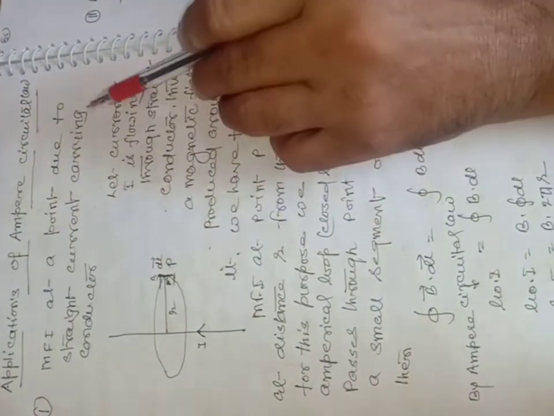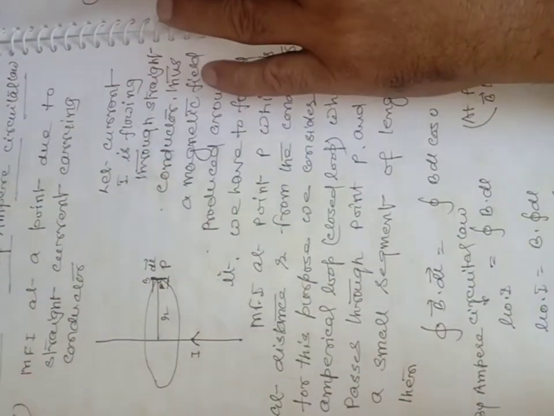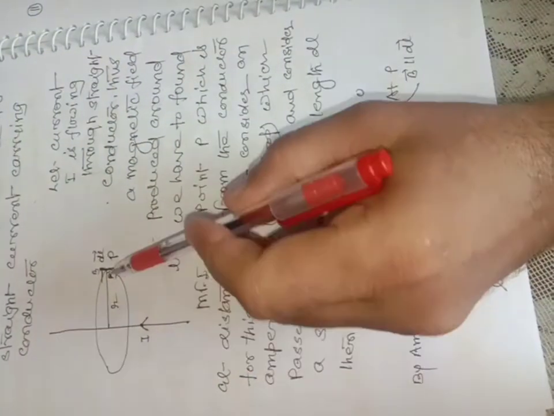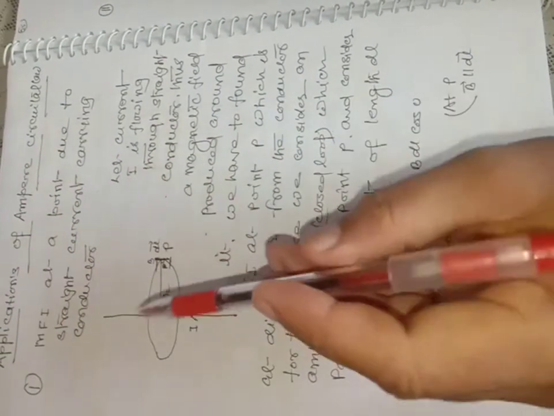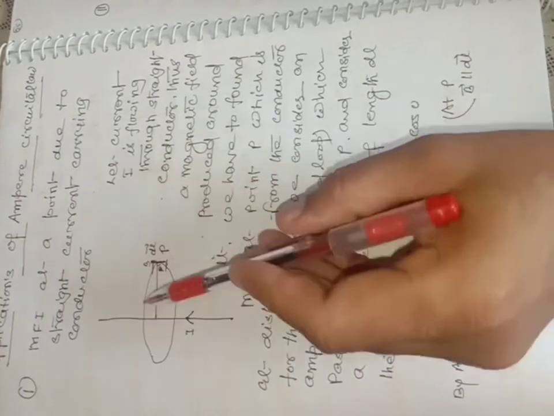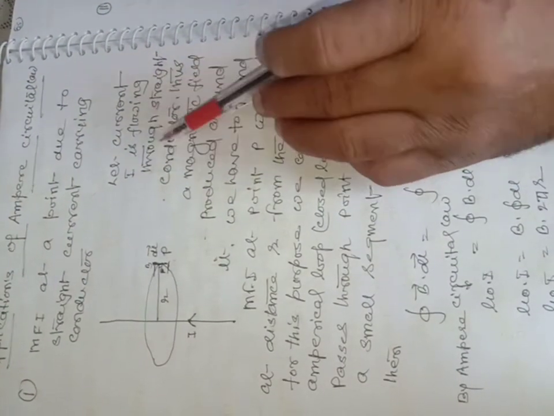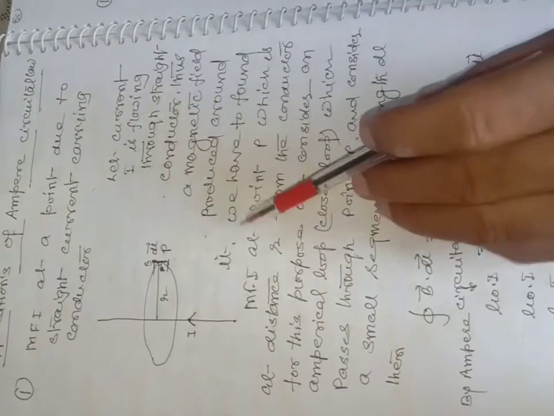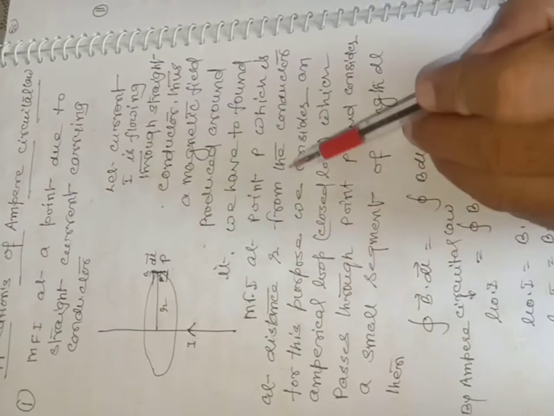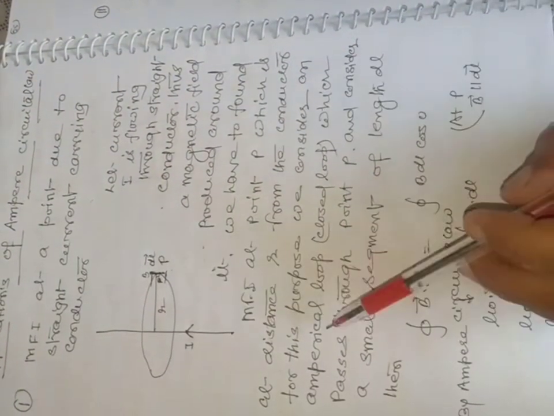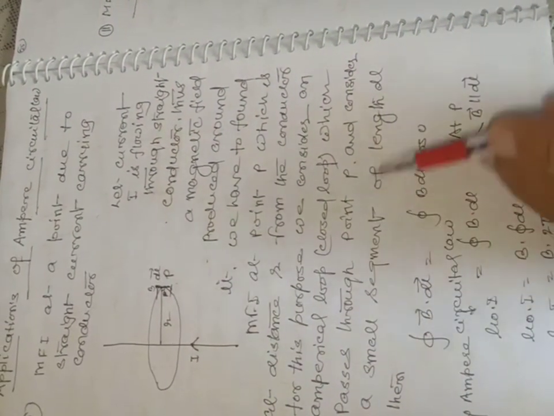So let's see its applications, and one of them is the magnetic field intensity at a point due to a straight current carrying conductor. We will prove this with the help of Ampere's circuital law. Suppose here is a circle of radius r, and we again take a segment of length dl. So this is the direction of the magnetic field which is to be found. Let a current I flow through a straight conductor, so a magnetic field is produced around it. We have to find the magnetic field intensity at point P, which is at distance r from the conductor. For this purpose we consider an Amperian loop, that is a closed loop, which passes through point P, and consider a small segment of length dl.